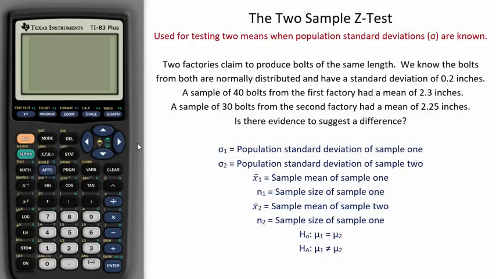The two-sample z-test is used for testing two means when population standard deviations are known. To find it on the TI calculator, go to Stat, over to Tests, and then down to two-sample z-test. Now, you will need to see if your problem gives you summary statistics or gives you the data values. Our problem gives us summary statistics, so make sure you've selected Stats.